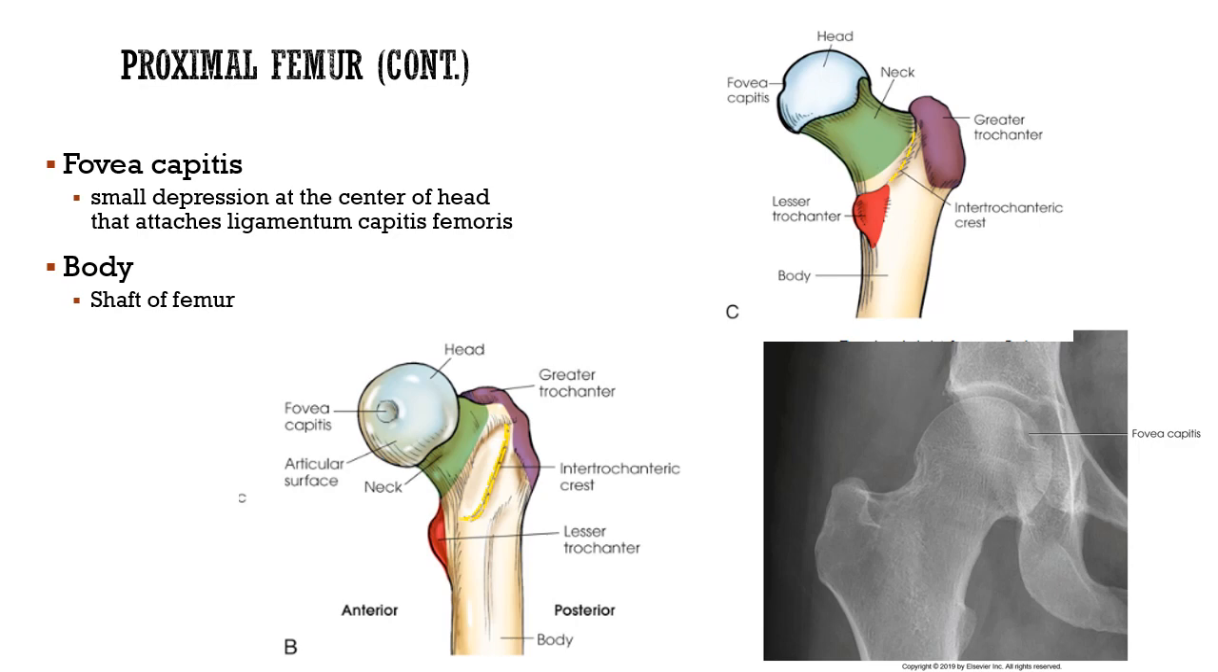The fovea capitis is a small depression at the center of the head that's going to connect the ligamentum capitis femoris. And so here's just images showing it, and here's the radiographic image of it. And then we have the shaft of the femur, which is the body.